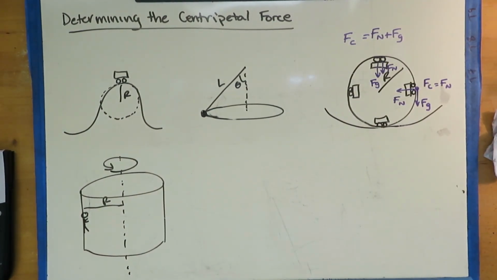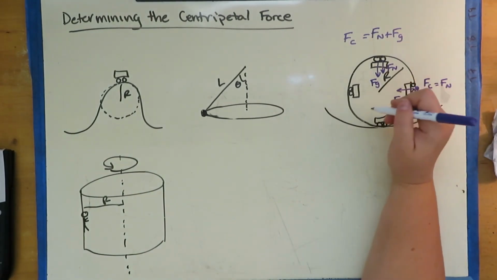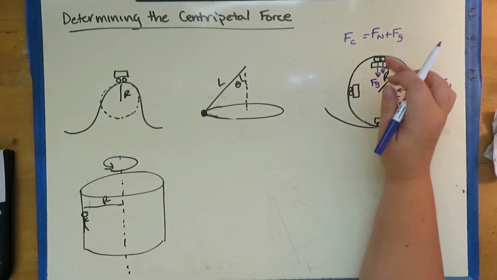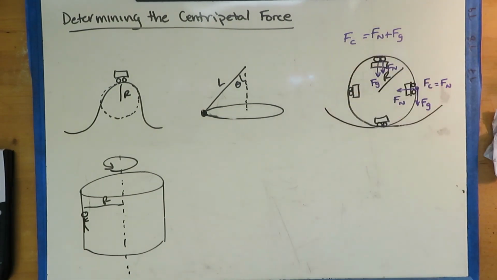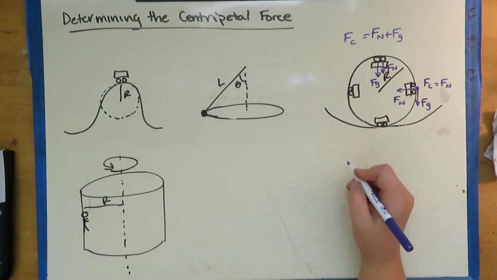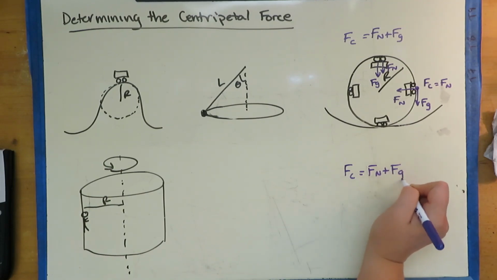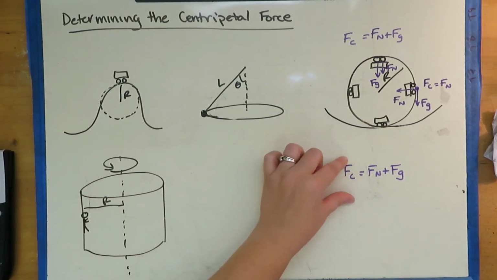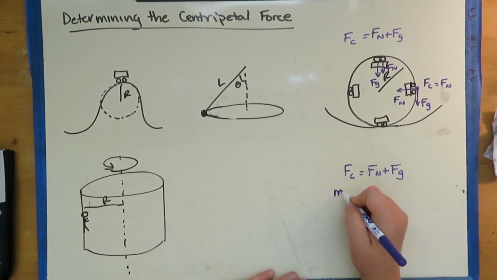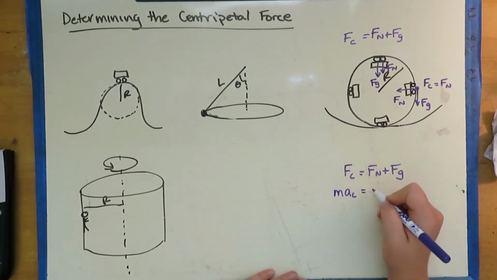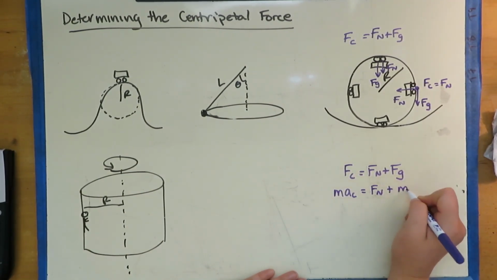Now, a special thing about this: it is possible to go all the way around the circle without falling off, and there's some minimum speed required to do that. So this is a really good point with this one. If I take that equation, my centripetal force is normal force plus gravity, then my centripetal force is equal to m times my centripetal acceleration. Then I have normal force and gravity is mg.